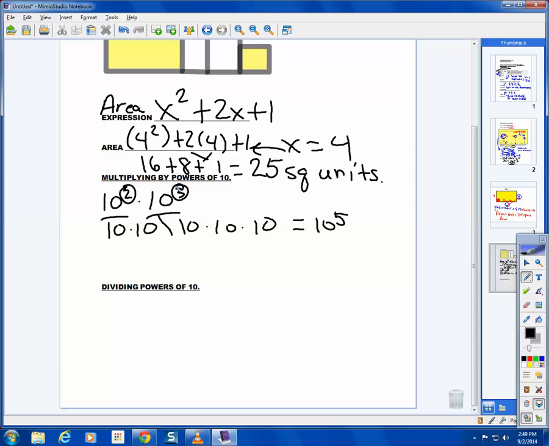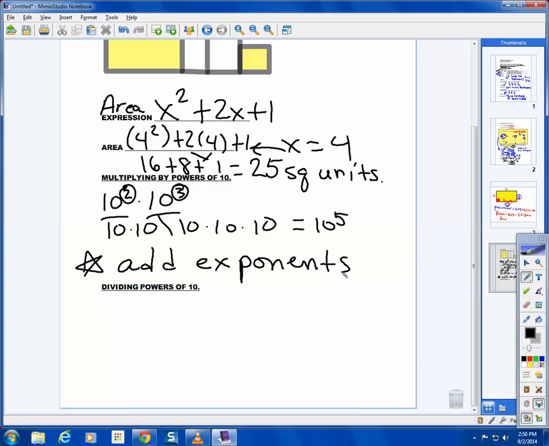What would you do with the 2 and the 3? Add them, okay? So when you're multiplying powers of 10, the rule is this. You add your exponents. Add your exponents. Okay? That's the rule.